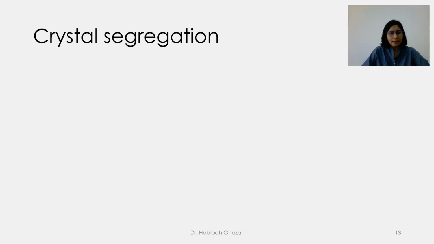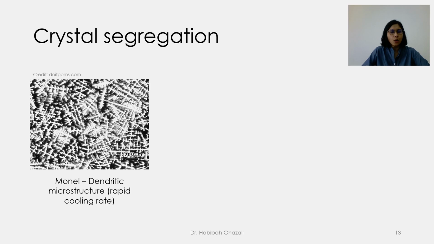So this is an example of crystal segregation that happened in a Monel, which is an alloy that consists of nickel and copper as the main elements, but with a little bit of iron, silicon, and manganese added. During rapid cooling, a dendritic microstructure formed. You can see here there's a black region and a white region.